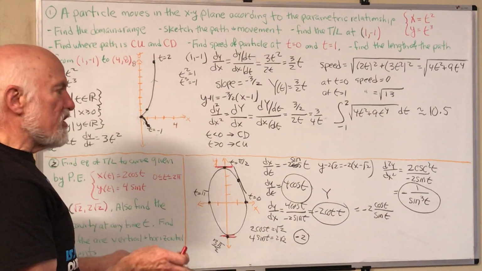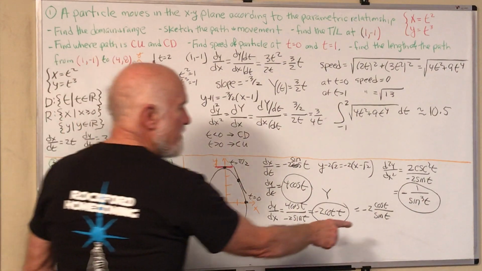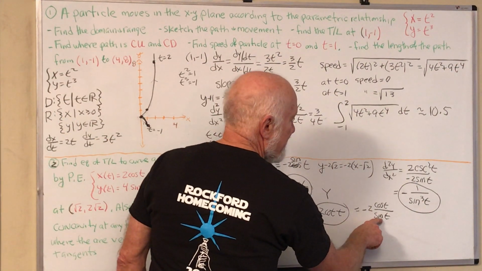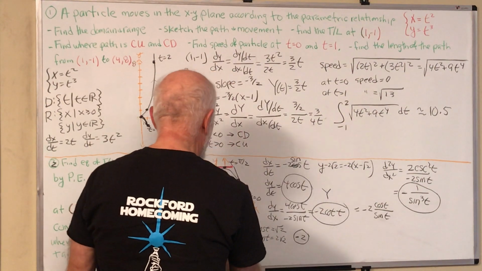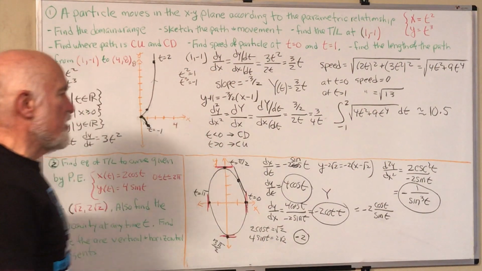And what makes a vertical tangent? When you divide by 0. That's at 0 and pi. And that's where we get vertical tangents.